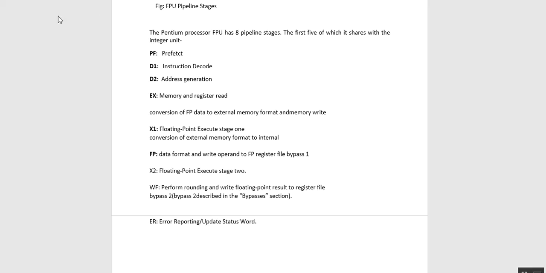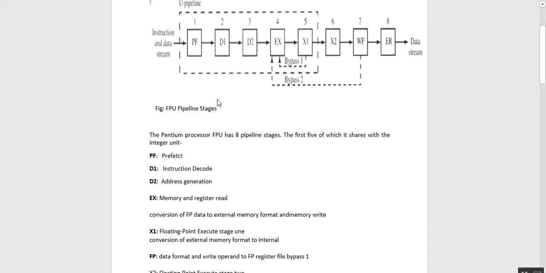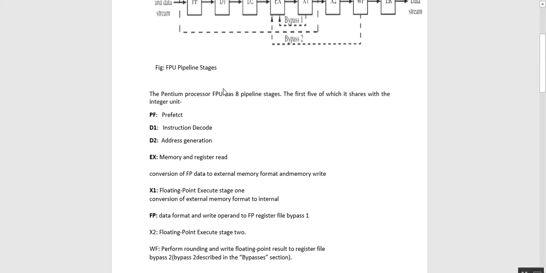Now we will discuss each stage of the floating point unit pipeline one by one. First, the prefetch stage. What happens in the prefetch stage? The instructions are prefetched from the on-chip instruction cache.